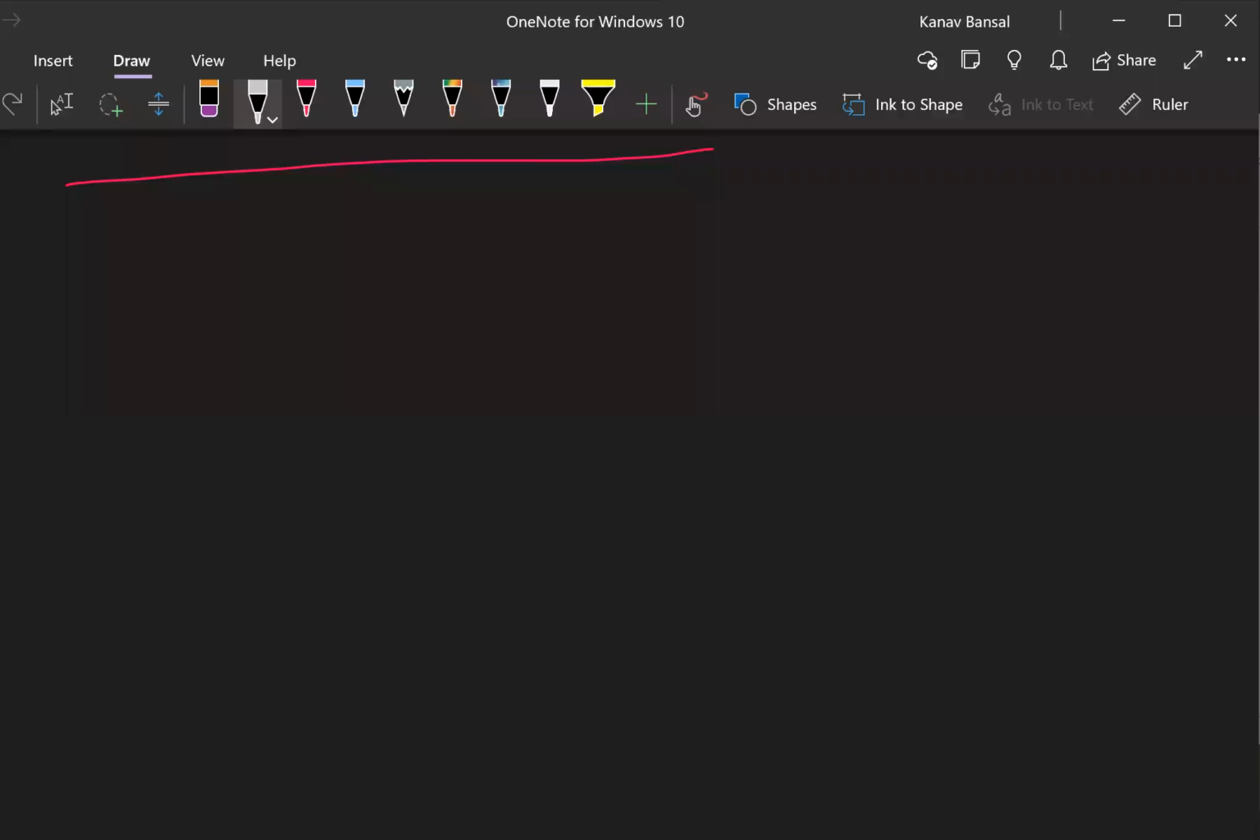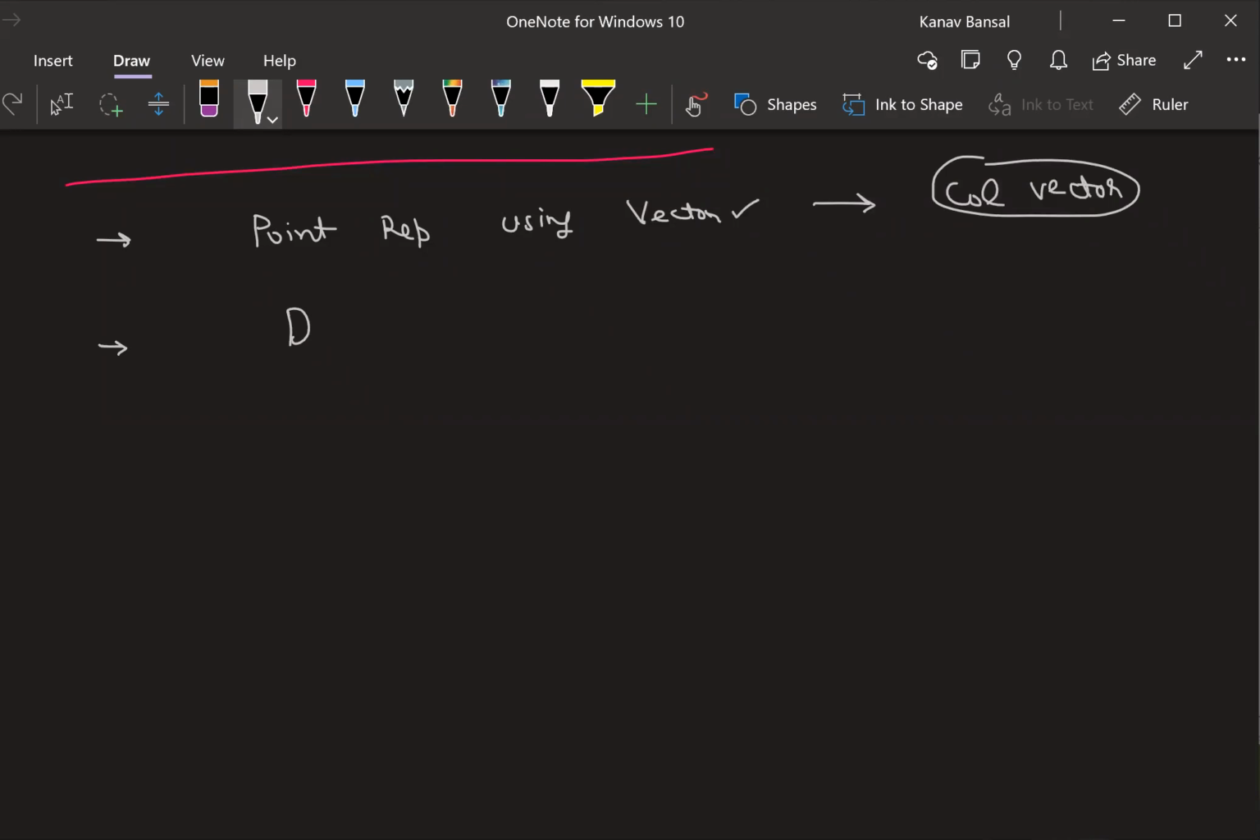Now, talking about the next topic. What was the first topic of vector algebra? The first topic was point representation using vectors. We have already covered this. And what is that vector which can help us represent the points? It is nothing but a column vector. By default, we'll use a column vector to represent the points. Now, the second topic for today is distance. What if I want to calculate the distance of a point from the origin?